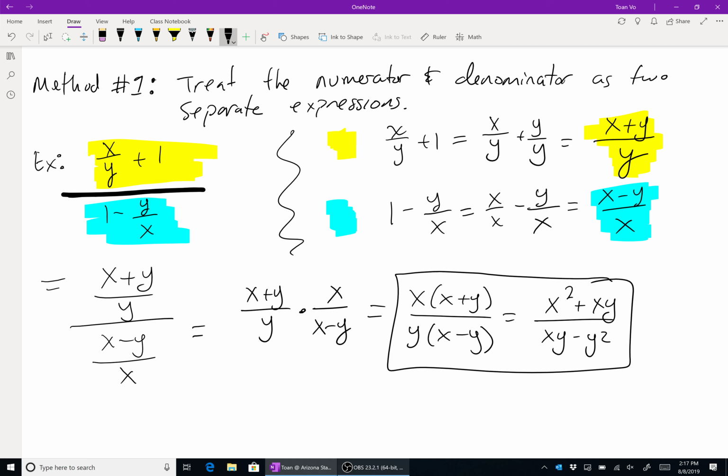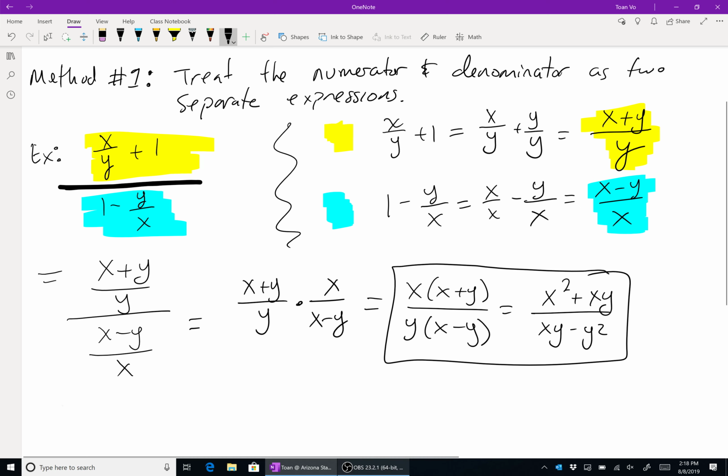Not too bad. So don't let the fact that you have fractions upon fractions scare you. It's just two problems in one. Simplify the big numerator, simplify the big denominator, put them together, multiply by the reciprocal. Questions? As I said, this is the method that historically students like to do. More power to you. As long as it makes sense to you and you're accurate, I'm happy. It's actually not the method I prefer.